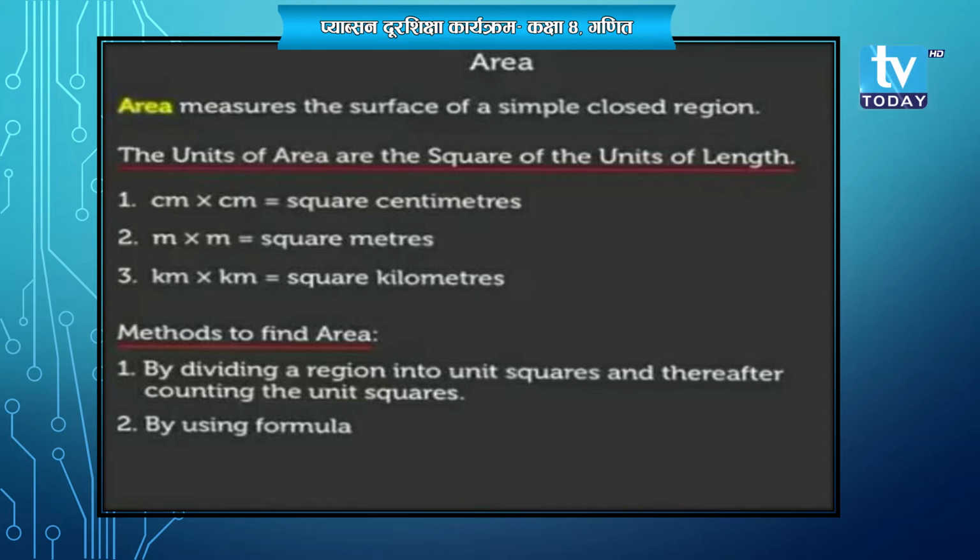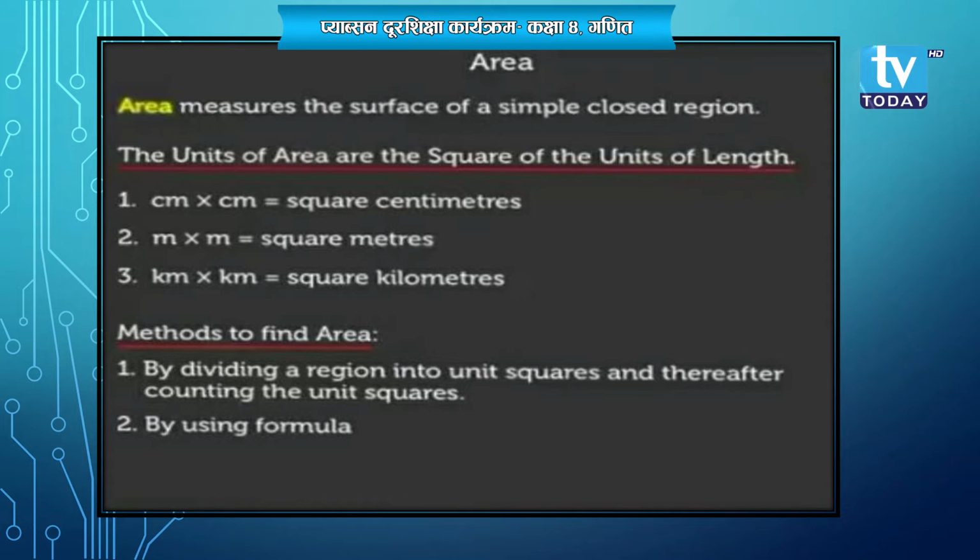Just like that, meter into meter, m into m, equals square meter, and kilometer times kilometer will be square kilometer. Right students? I have already shown this on the board, that the unit should be in the form of a square. The numbers should be multiplied and the unit should be in the form of a square.